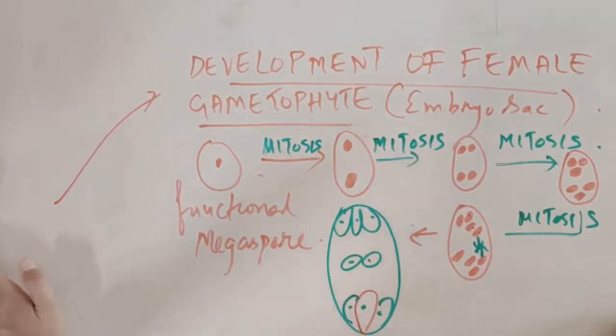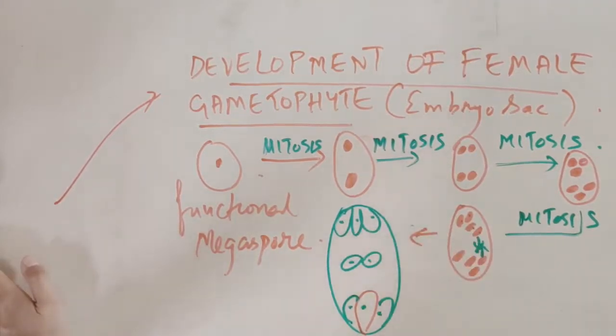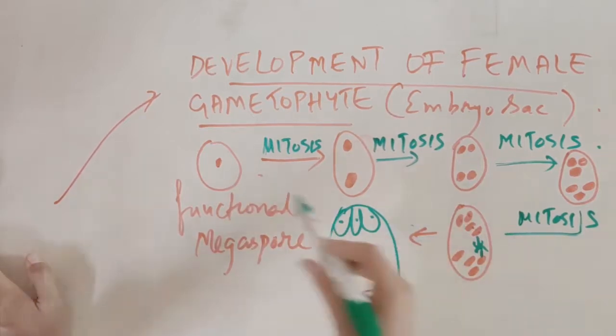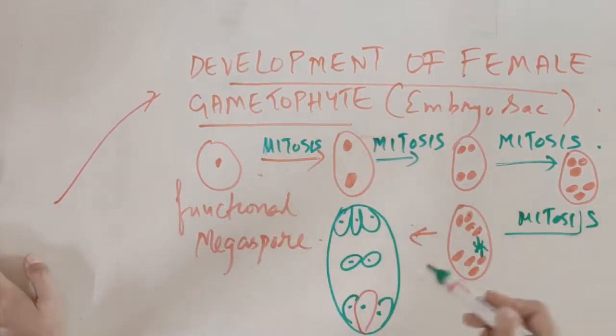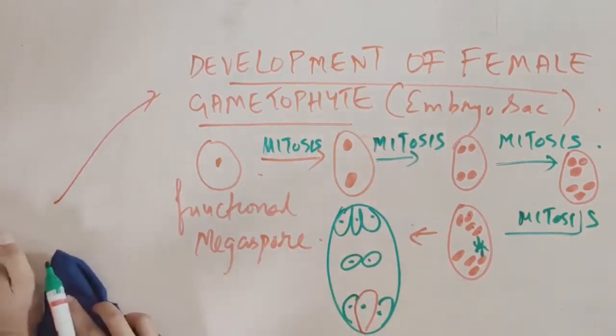From the functional megaspore, by repeated mitosis, we form this. So we have to study the structure. What are these? This is the mature embryo sac. This is how you write or explain the process of how the female gametophyte is formed: 1 cell, then 2, 4, and 8. So for the embryo sac structure, we will draw it.